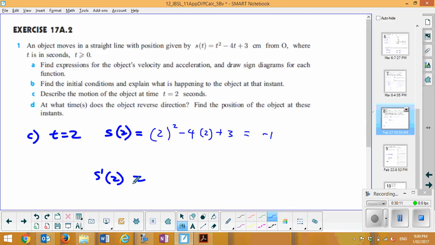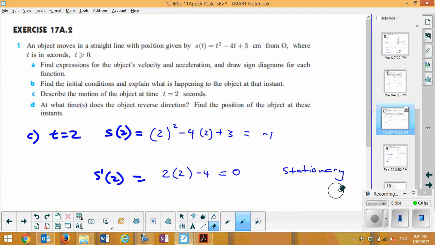And then its velocity was 2t minus 4. So we want 2t minus 4 equals 0. What's happening here? That must mean that our point is now stationary. So it's turning around. This is really messy writing, let me write this again so it's legible. So it's turning around.